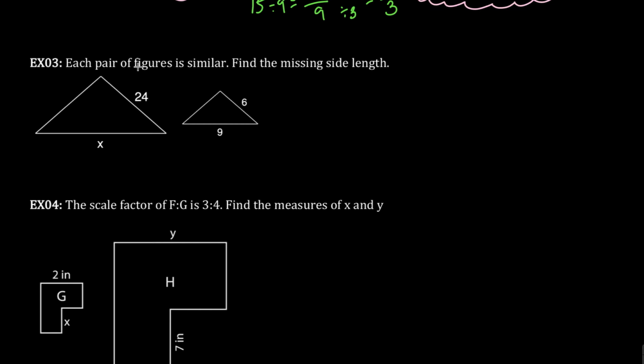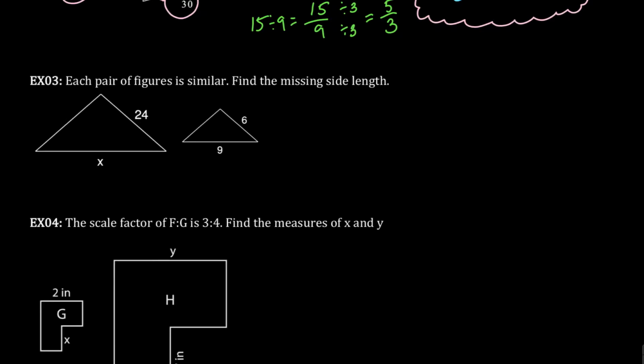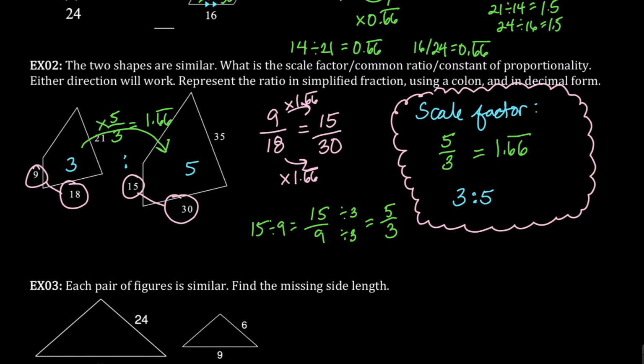It says each pair of figures is similar. Oh, actually, I'm sorry about that. You can actually, if you want to, go the other way also. I'll say option 1, and then this will be option 2. So if you do it the other way, we ought to use yellow. You could also do 15 over 30 and 9 over 18.